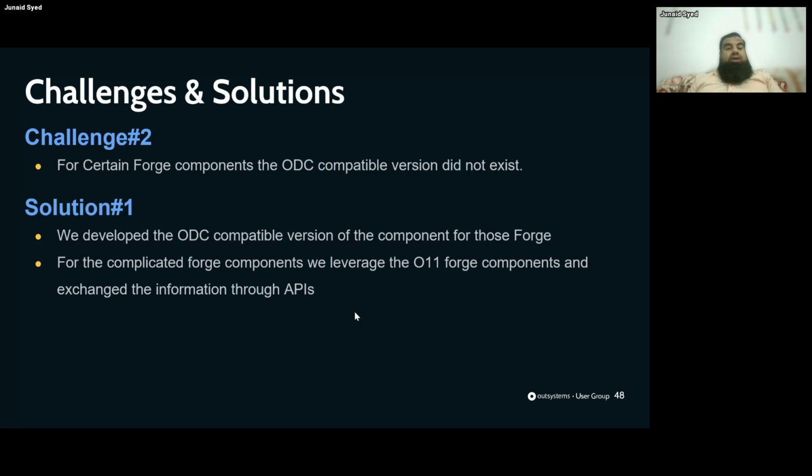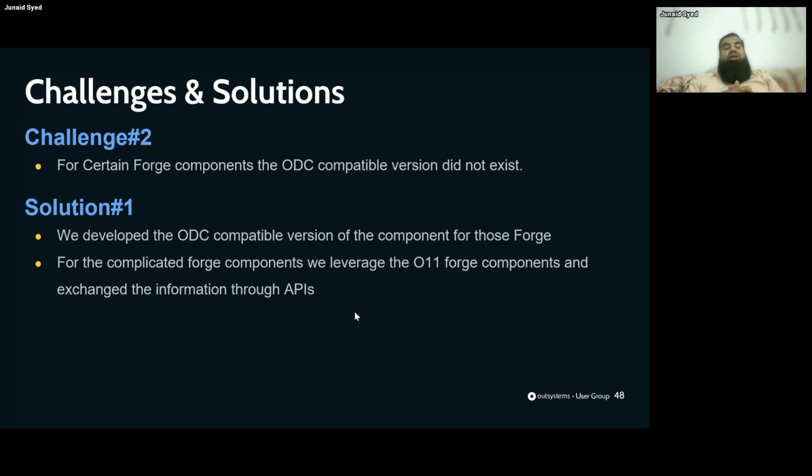Then the other challenge that we faced was that for certain Forge components, the ODC compatible versions did not exist. In those cases, we had two options. One was that we develop our own ODC compatible version of the Forge component. But then the problem was that for some components we could develop our own version, but certain other extensions were really complicated. We did not have enough time to develop the replacement for those extensions.